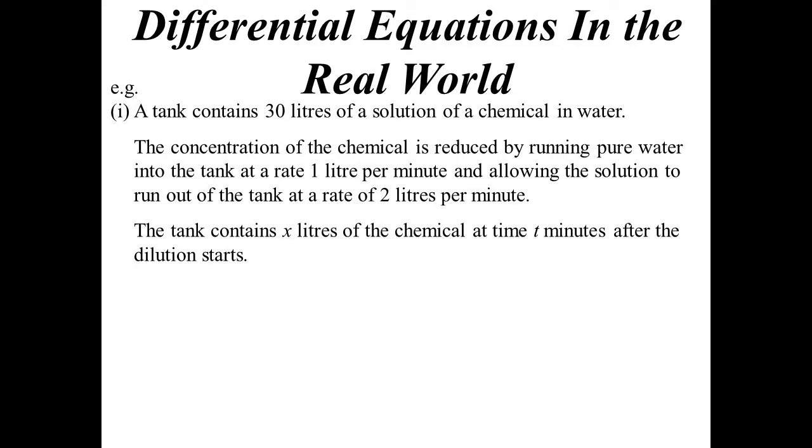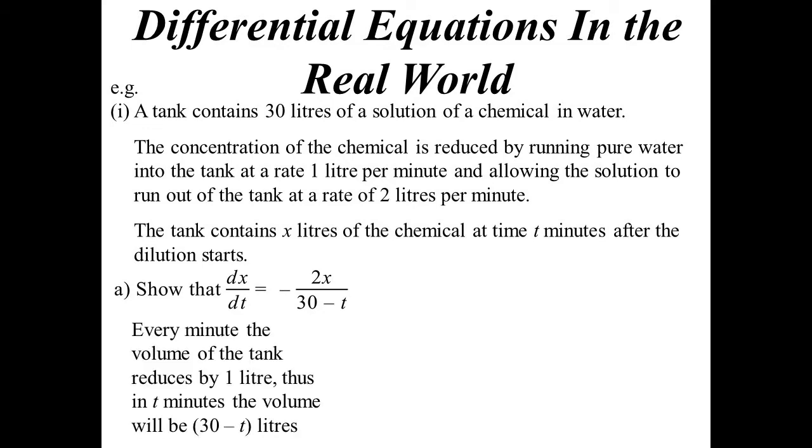The tank at any point in time will contain x litres of chemical after we start the dilution. Show that dx/dt is minus 2x on 30 minus t. All right, so what do we know? We know every minute the volume of the tank reduces by 1 litre. 1 litre going in, 2 litres going out. Thus, in t minutes, the volume will be 30 minus t litres. 1 litre every minute.